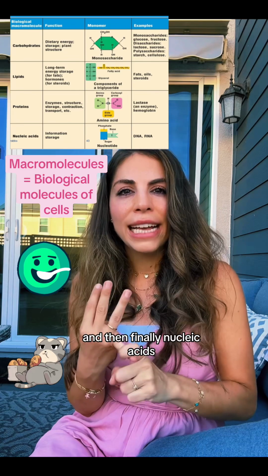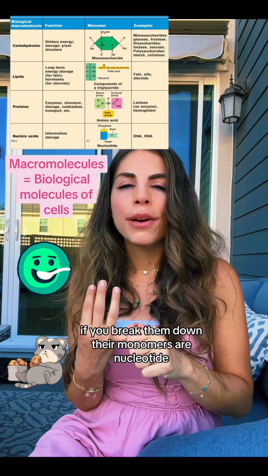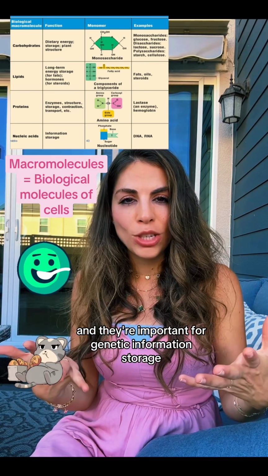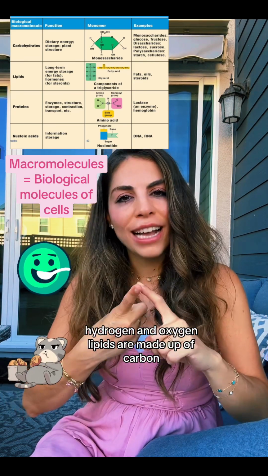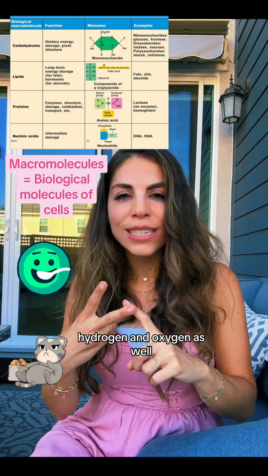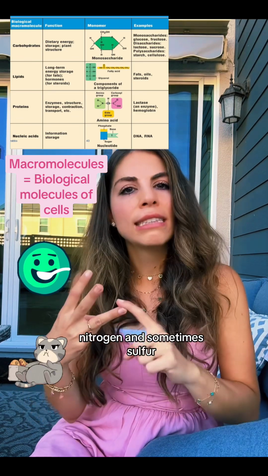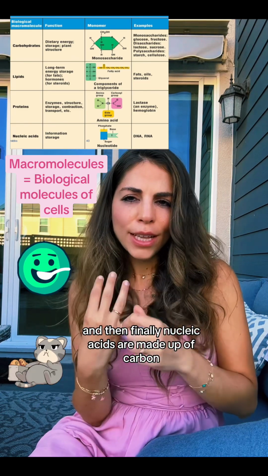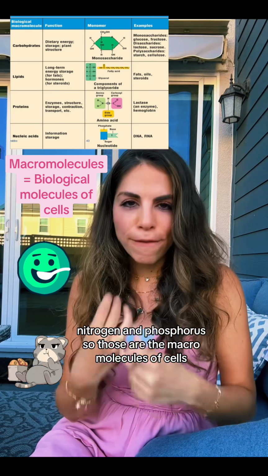And then finally, nucleic acids. Nucleic acids are DNA and RNA. If you break them down, their monomers are nucleotides, and they're important for genetic information storage. So that is that. And then carbohydrates are made up of carbon, hydrogen, and oxygen. Lipids are made up of carbon, hydrogen, and oxygen as well. Proteins are made up of carbon, hydrogen, oxygen, nitrogen, and sometimes sulfur, depending on the amino acid. And then finally, nucleic acids are made up of carbon, hydrogen, oxygen, nitrogen, and phosphorus.